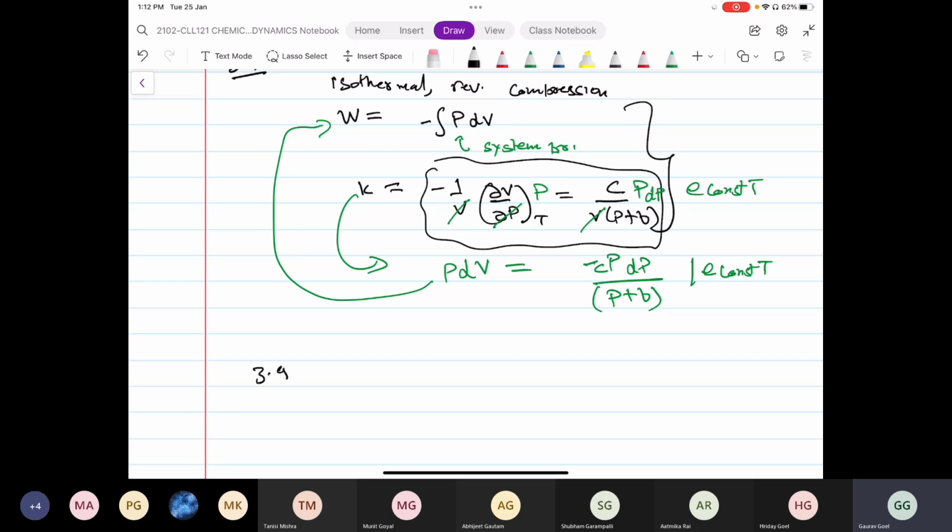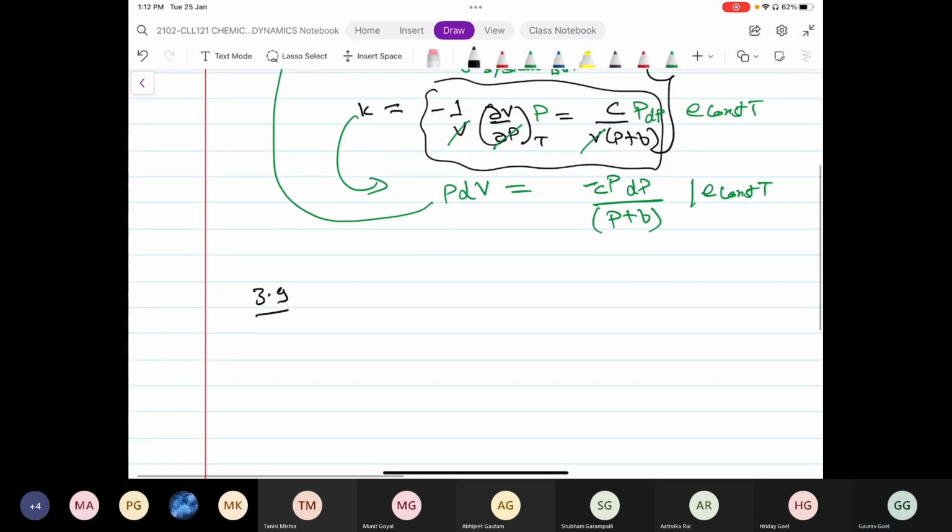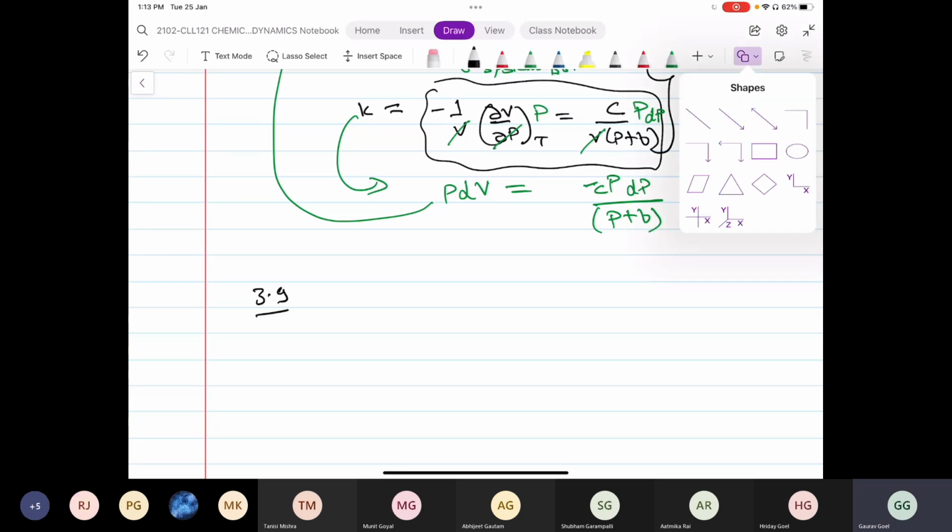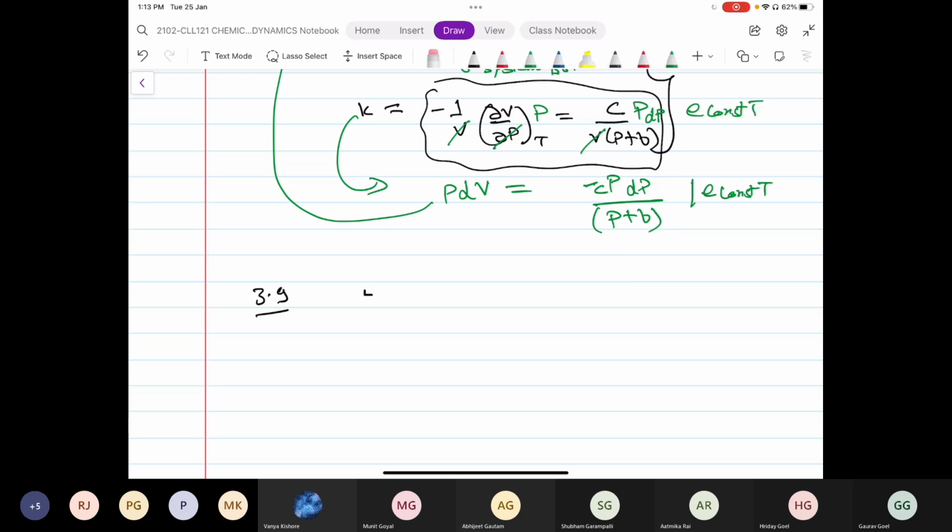3.9 we can take a look at. For 3.4, because it was a single step process, I really didn't need to make the PV diagram. But here it's a multi-step process. It's always advisable to draw the PV diagram before you start to solve the problem. Okay.